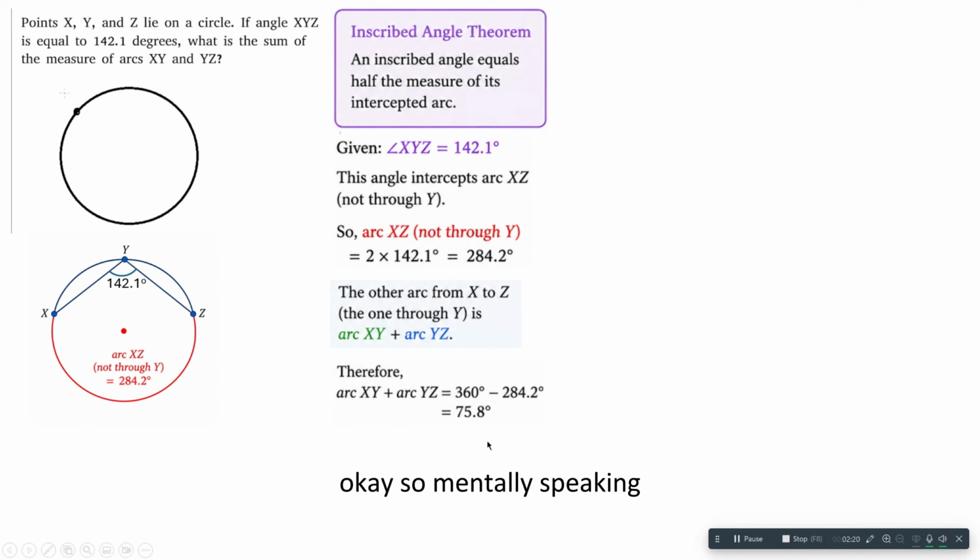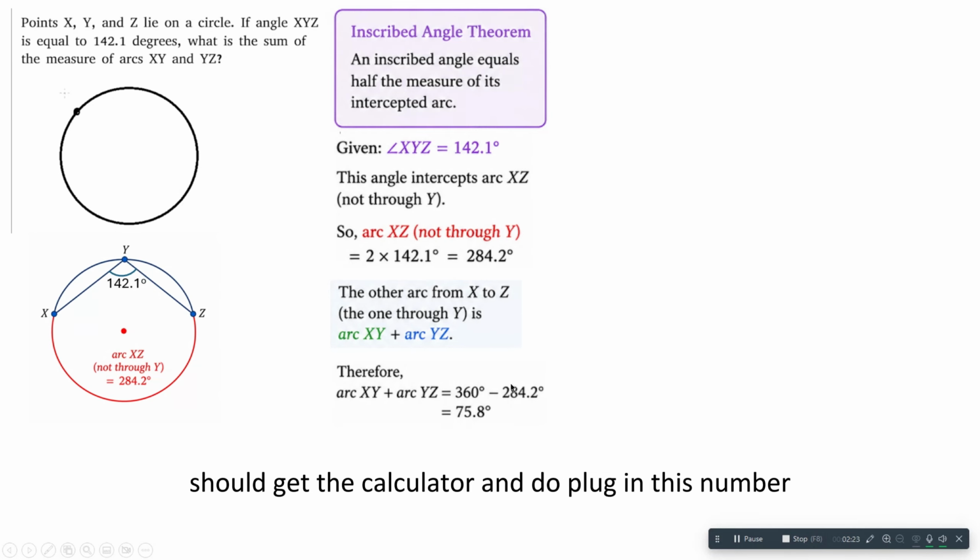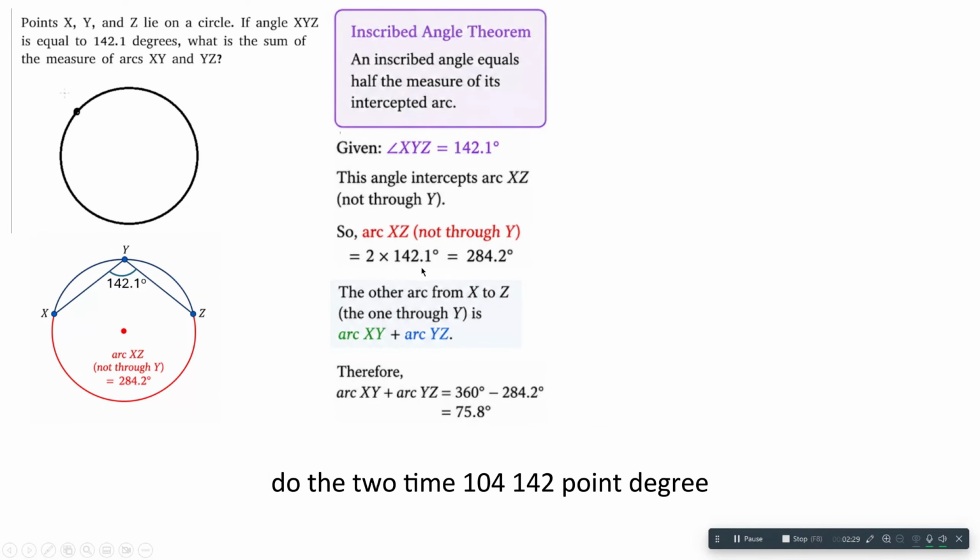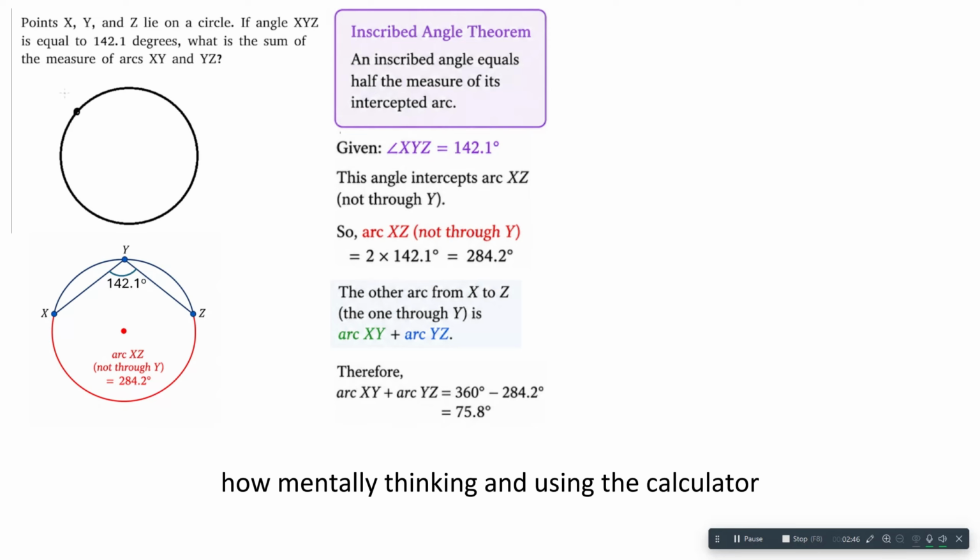Mentally speaking, the student just gets a calculator, does 2 times 142.1 degrees, and then subtracts from 360 and gets the answer 75.8 degrees in 5 seconds, depending on how fast you use the calculator. So this is the step by step of how to think mentally and use the calculator to figure out the final answer. Now let's see how we can find the answer without using the inscribed angle theorem. For students who know this theorem, boom, they figure out the answer.